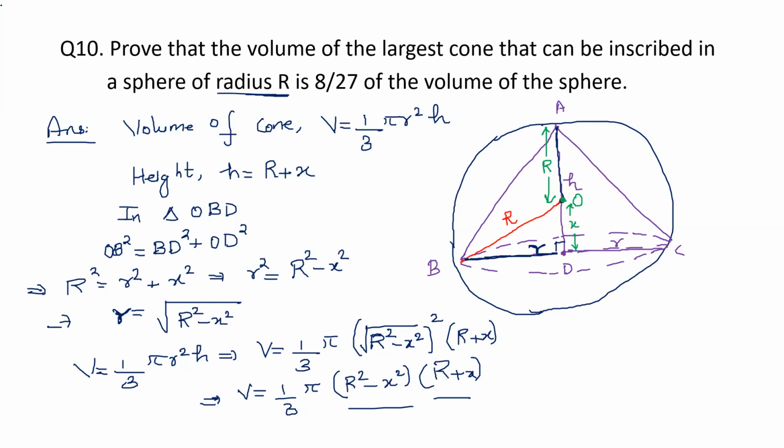Yes, sir. There are two critical points. R is equal to minus x or R is equal to 3x. So minus x is not possible. Radius can't be negative. Okay, so R is equal to 3x is correct. Please again differentiate it and check whether the cone has the maximum volume or not. Anyone else get the answer? Then please let me know.